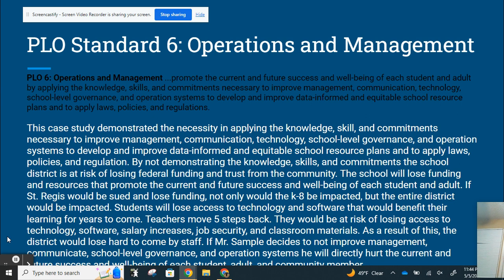As a result of this, the district would lose hard-to-come-by staff. If Mr. Sample decides not to improve management, communication, and school-level governance, the operating system, he will directly hurt the current and future success and well-being of each student and adult and community member.